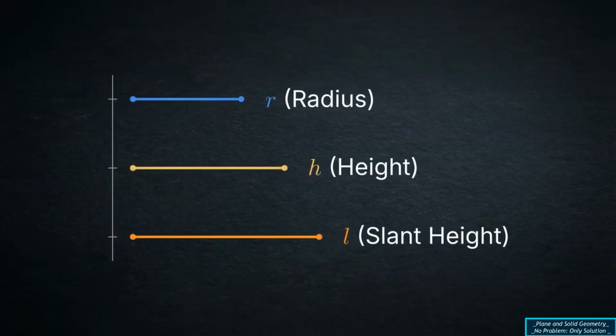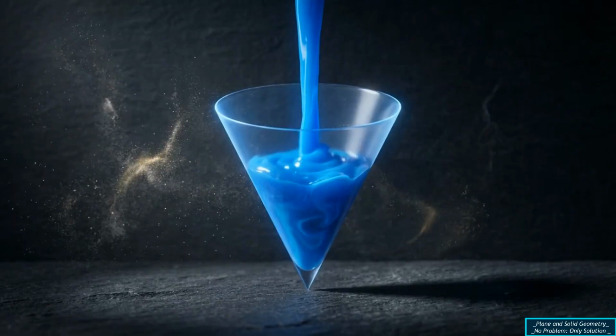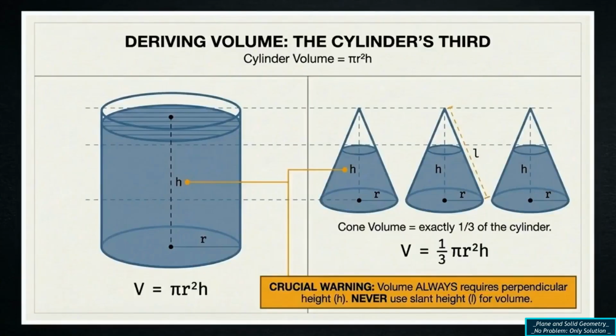defined earlier. Beyond the exterior, we must measure the 3-dimensional internal capacity, known as volume. This illustration compares the volume of a cone to a standard cylinder. If a cylinder and a cone share the same base radius and the same vertical height, it takes exactly 3 cones to fill that single cylinder.